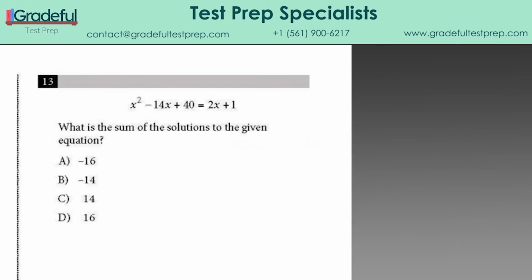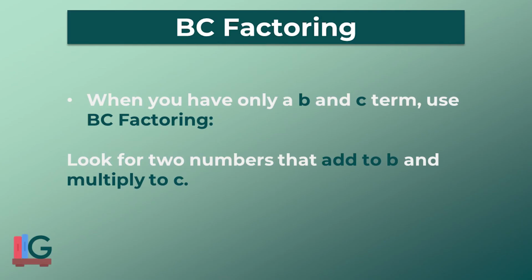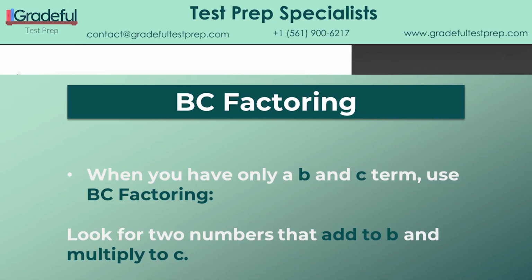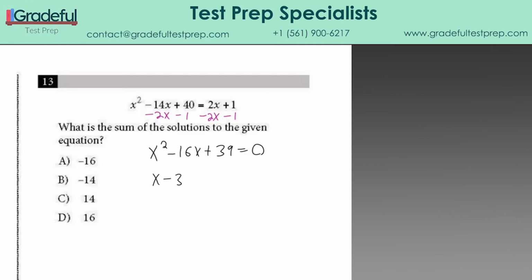Question number 13 is giving us a nice quadratic equation. And when you have a quadratic and you're finding the solutions, you want to set one side equal to 0, which we're doing by subtracting 2x and 1 from both sides. So that'll give us x squared minus 16x plus 39 equals 0. And now we're in a BC factoring situation where we want to look for two numbers that add to negative 16 and multiply to 39, and those numbers are 3 and 13. Because 3 times 13 is 39, and 3 plus 13 is 16. And so we have it factored.